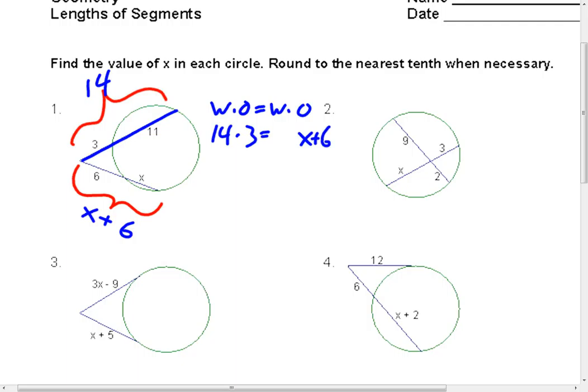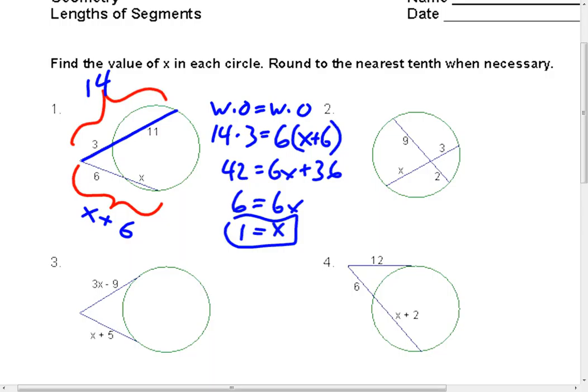Does it matter if I'm writing whoa or ow? No. So I put the outer portion first just to make it look nicer. I'm still multiplying it. Make sure you're doing distribution. 6x plus 36. 6x equals 6. x equals 1. What is that? It's a distance of 1. Whatever it is. 1 meter, 1 inch, 1 centimeter. That's equal to 1.